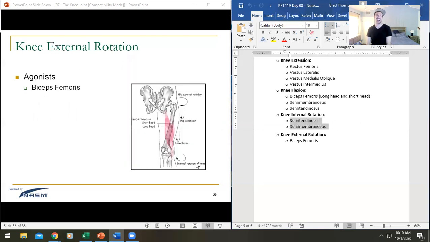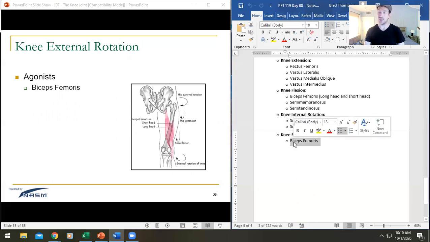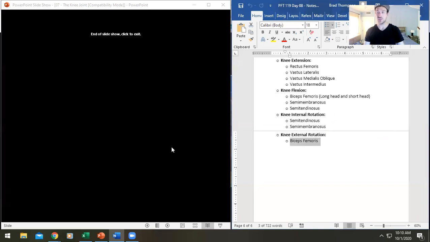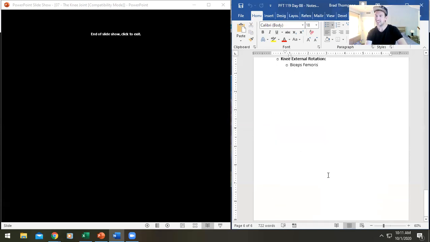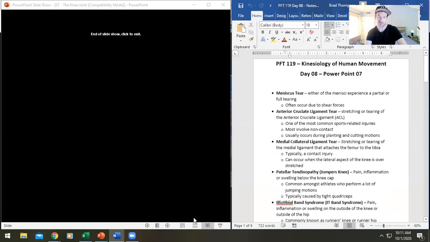You've got your external rotator, which is that biceps femoris, both long head and short head. So that's back there, doing the external rotation that we hate so much. So bad, so not what we're aiming for. And that's it, guys. That's the knee joint in a nutshell.